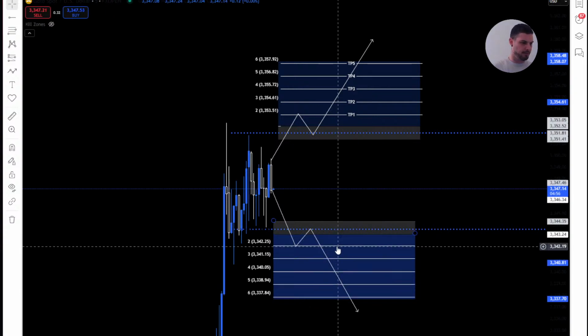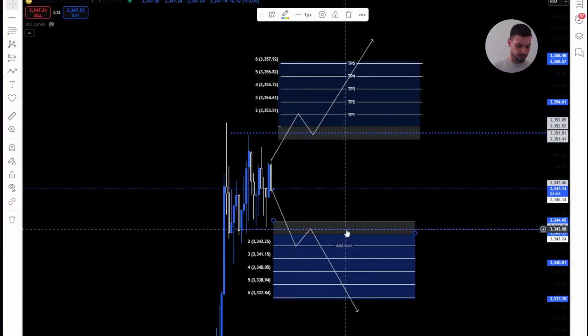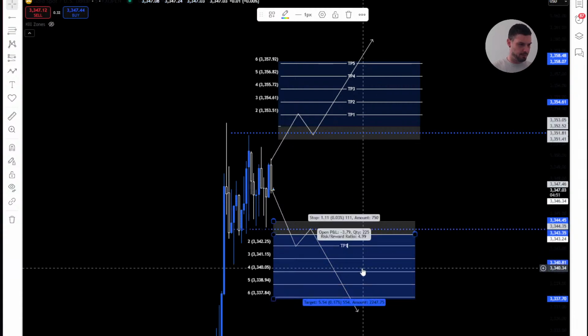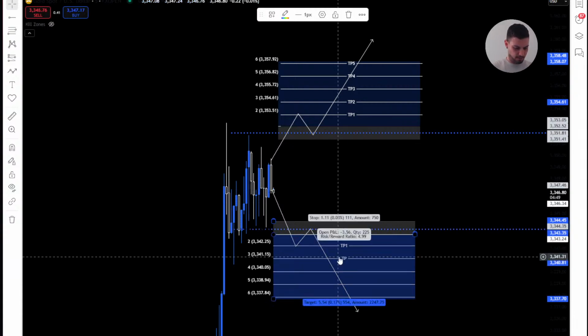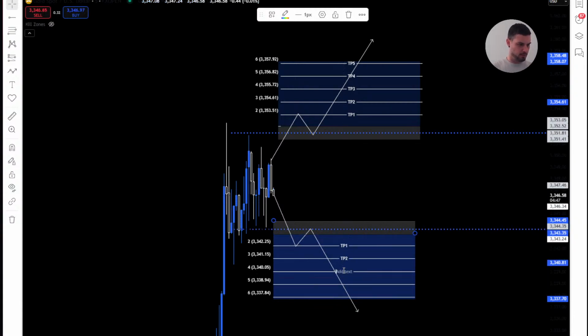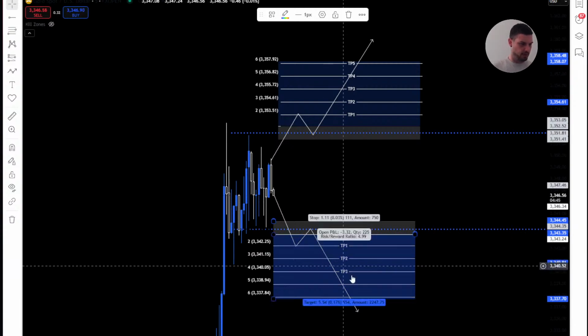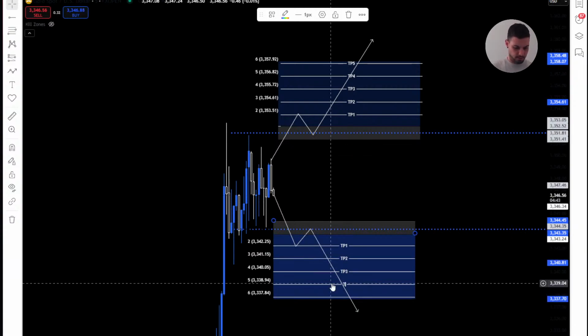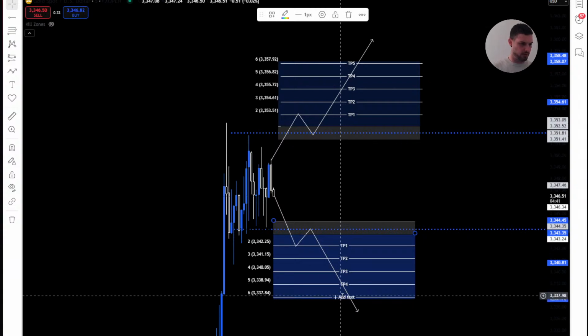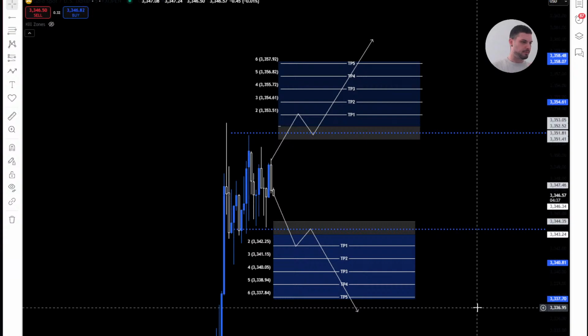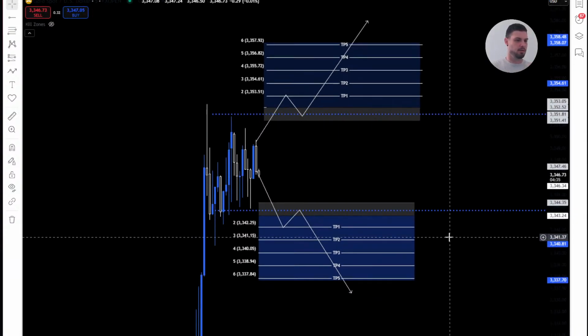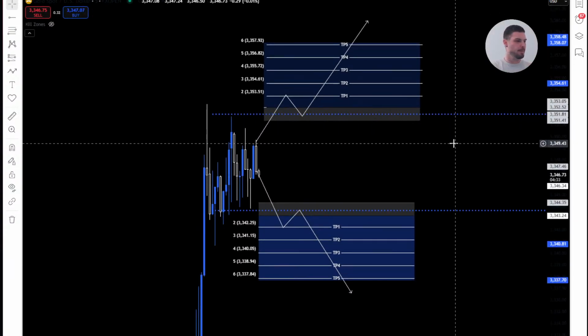And same here. Take profit 1. Take profit 2. Take profit 3. Take profit 4. Take profit 5. So there are take profit zones that we'll be looking at.